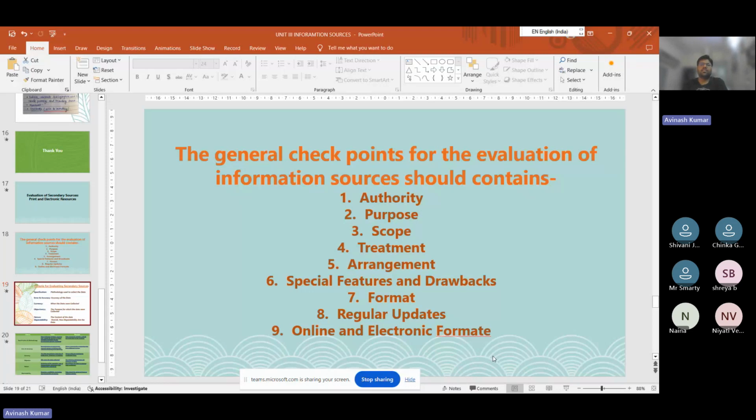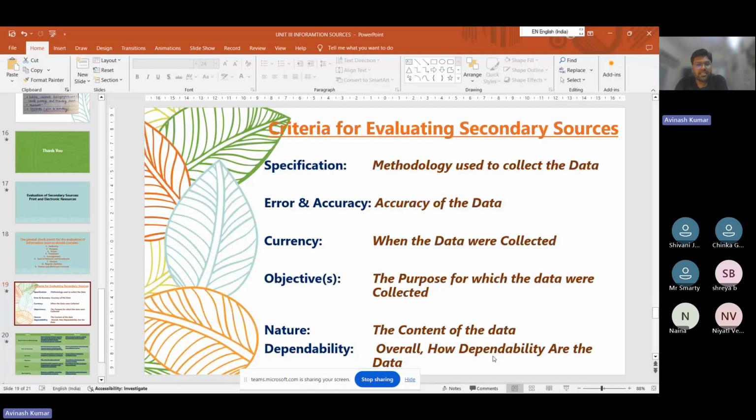And also, this is the criteria of evaluation of secondary sources. Actually, this information is not discussed in your book, like the SOL book. I collected this data from other sources. So what is the criteria of evaluation of secondary sources? First is specification. You should mention the specification and the methodology used to collect the data. You have to understand which methodology you are using to collect your data.